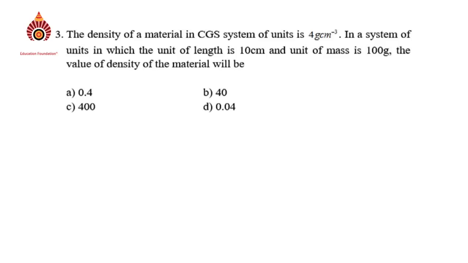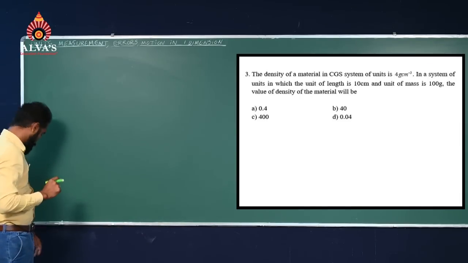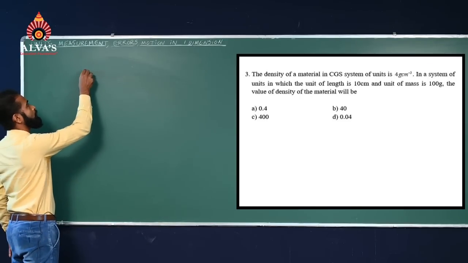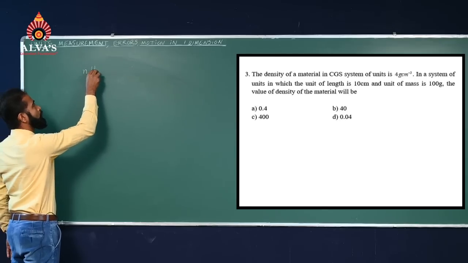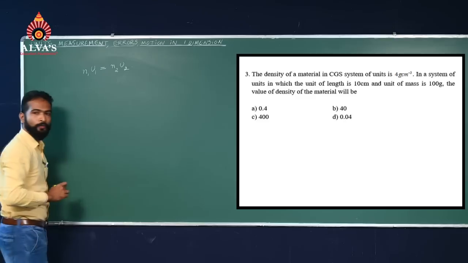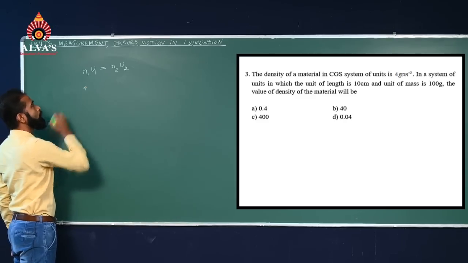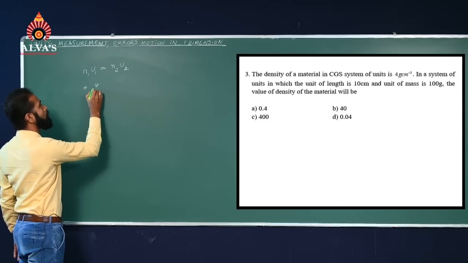The density of a material in the CGS system of units is 4 gram per centimeter cube. In a system of units in which the unit of length is 10 centimeter and the unit of mass is 100 gram, the value of the density of the material will be. We have a formula to convert the numerical value of a given physical quantity from one unit to another: n1 u1 should be equal to n2 u2. In the first units, the density is given as 4 and its unit is gram per cm cube.